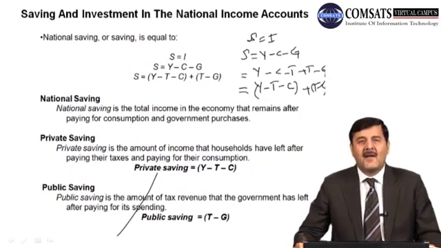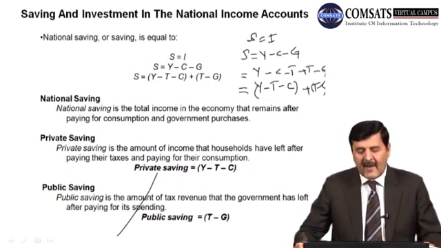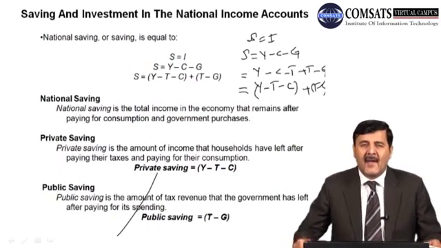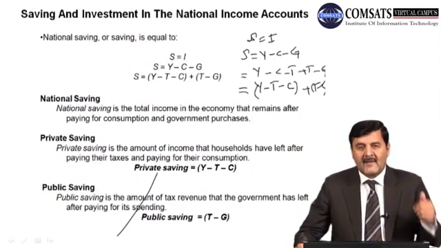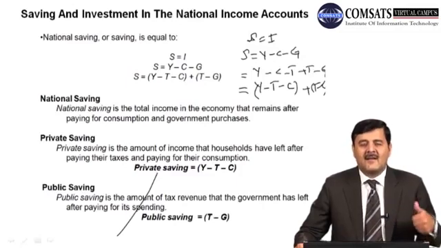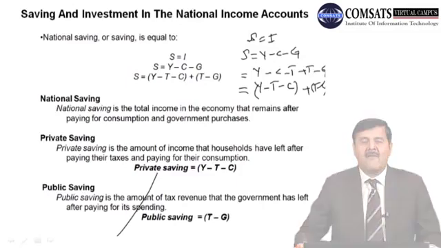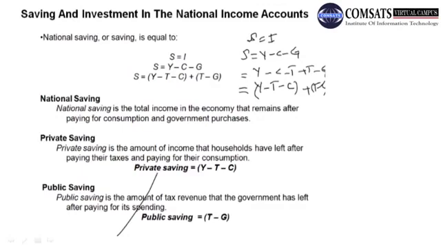So public saving basically is the amount of tax revenue that the government has left after paying the government spending, right? We know that the government's income in any economy is from the taxes, right? So if we subtract government spending, government purchases, from the taxes, whatever is left, that is the public saving. So public saving is equal to T minus G.